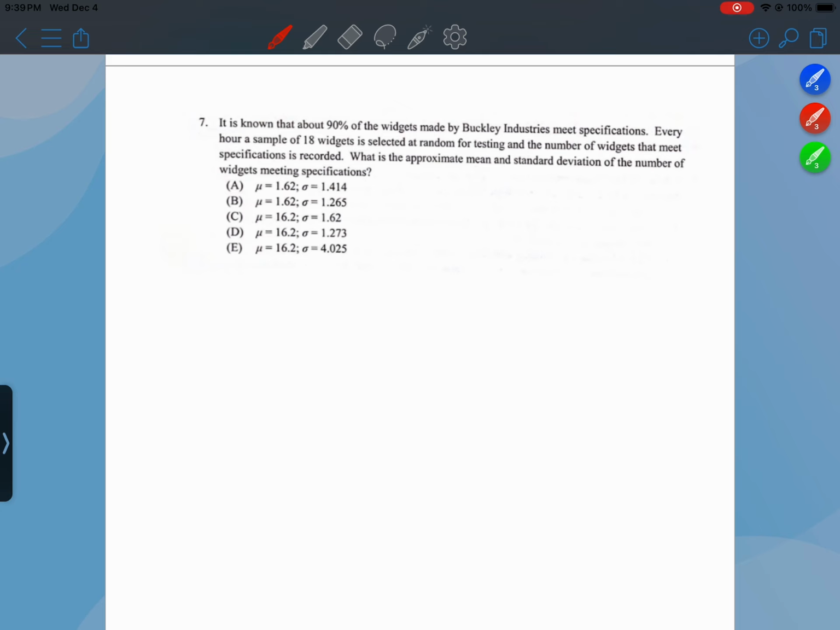All right, so let's define a variable here. X is going to be the number of widgets meeting specs out of 18. Now, this variable has a binomial distribution with n equals 18 trials and p equals 90%, right? It's the probability of success.